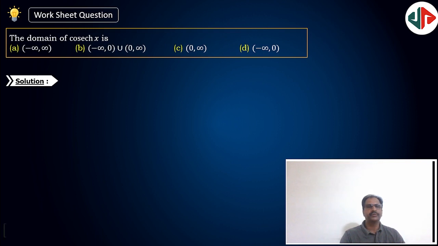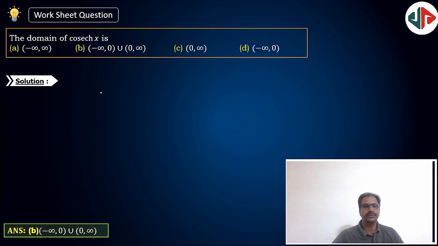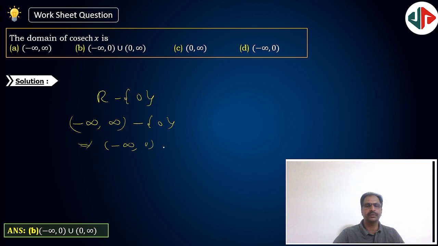Next, again, domain of cosecant hx. Already in the beginning of the synopsis itself, we discussed domains and ranges. Domain of cosecant hx is all real except 0. All real values can also be written as minus infinity comma infinity minus 0. This can also be written as minus infinity comma 0 open interval union 0 to infinity. Domain of cosecant h, either this or this or this, all are one and the same. So option B is the correct answer.